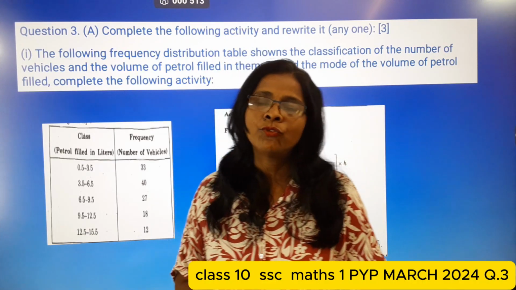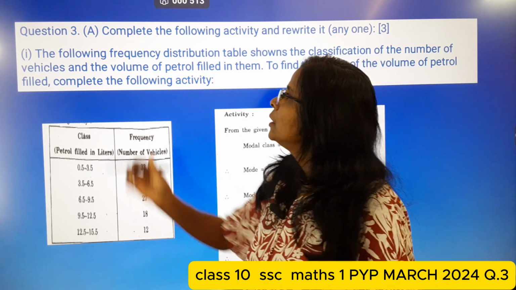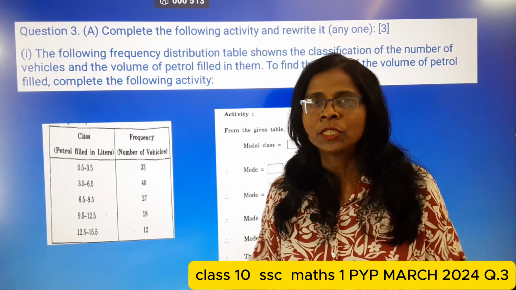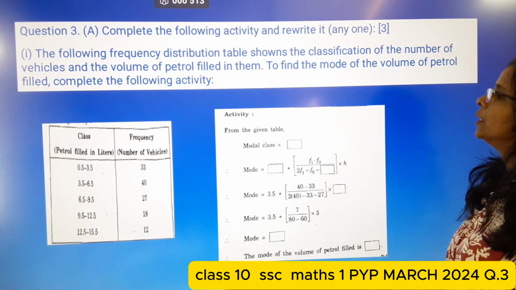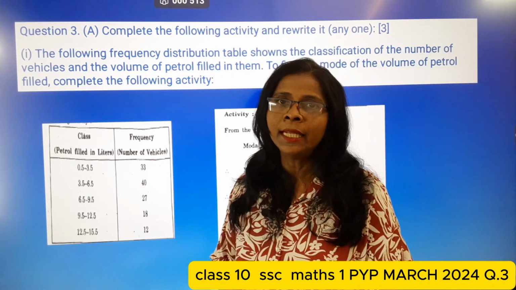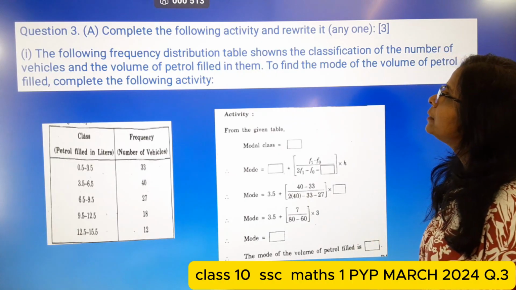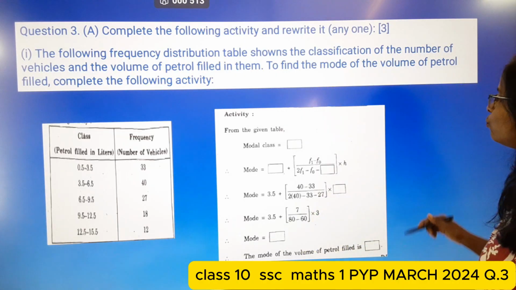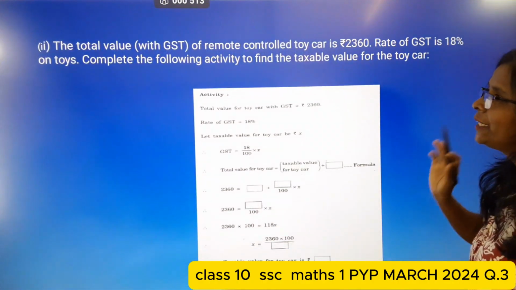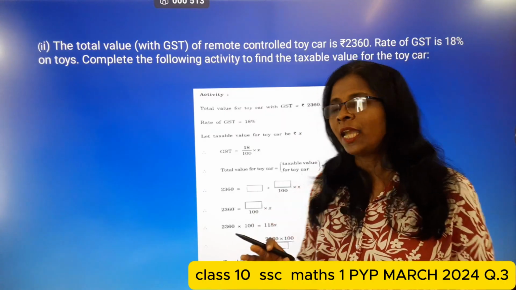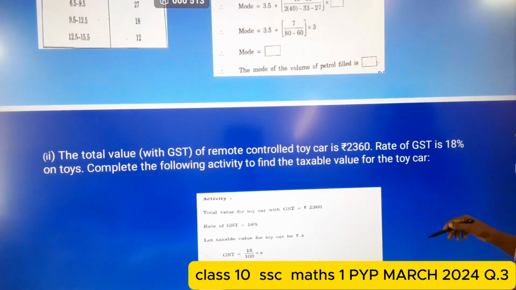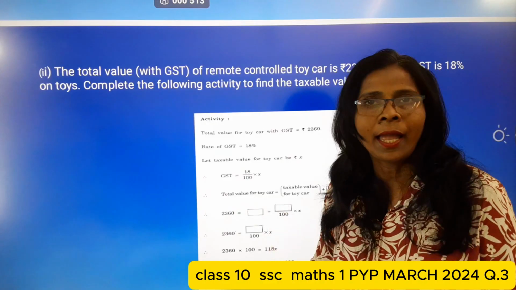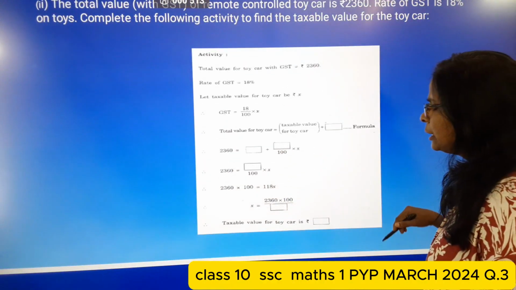Now here the time is for solving question 3A and B. What type of questions come here, that we have to see. Question 3A is: complete the following activity and rewrite it. It is an activity-based question, and you have to solve any one activity. Each activity has 3 marks students. There are 2 activities given, but you have to solve one activity and get the 3 marks.